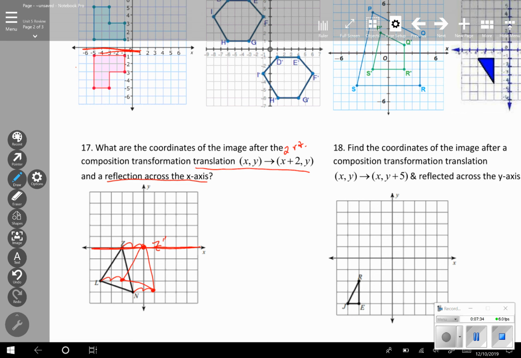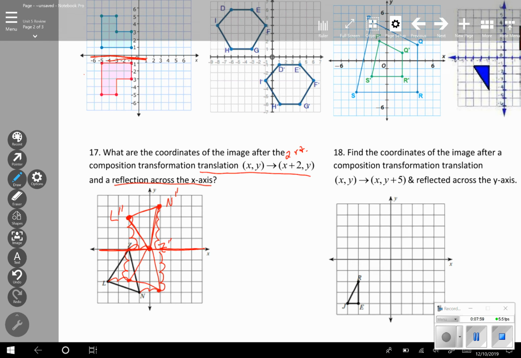Now here, it's 1, 2, 3 below. So we're going to go 1, 2, 3 above. So this is L double prime. And then N, it's 1, 2, 3, 4 below. So it's going to be up 1, 2, 3, 4 above. So that's N double prime. And there we go. That's the final one there.